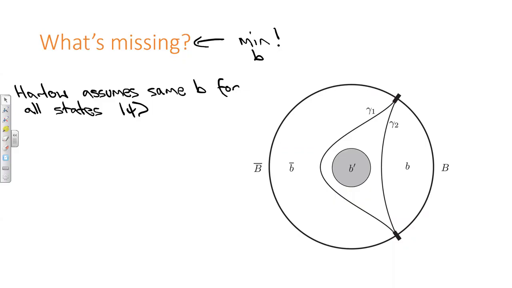So you can think of this as having some code space where just the minimization is the same no matter what state you consider. And in that case, you can forget about any other possible B's because there's only one that matters. So that's why he has no minimization.